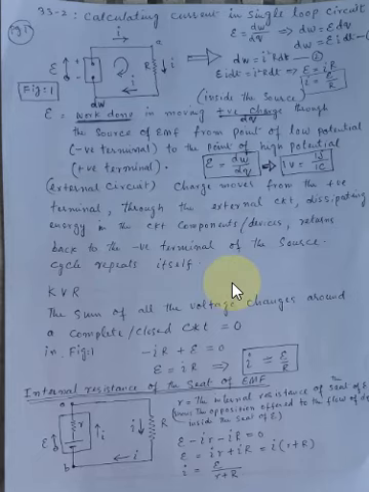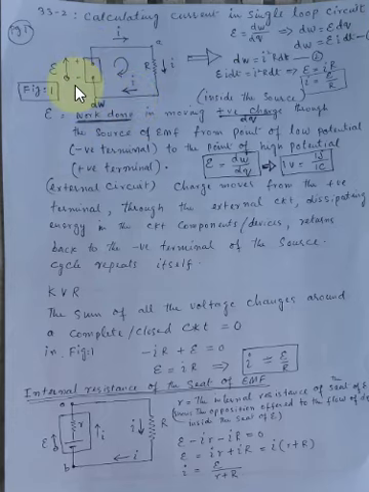Today's lecture is about calculating the current in a single loop circuit while taking into account the internal resistance of the seat of EMF, which in this figure is represented by small r. But before doing that, we will quickly go through the lecture which I delivered yesterday, and that was about calculating the current in a single loop circuit.